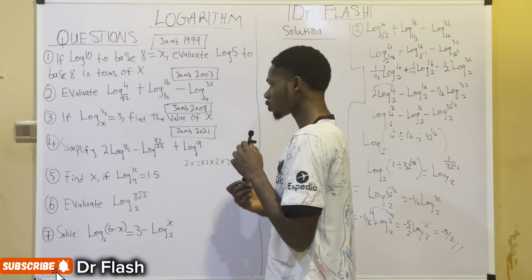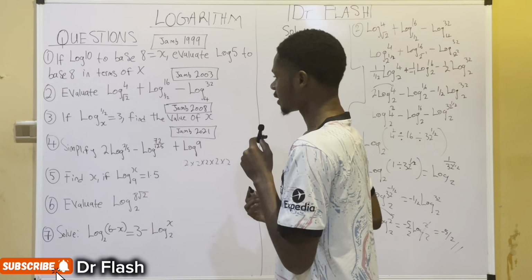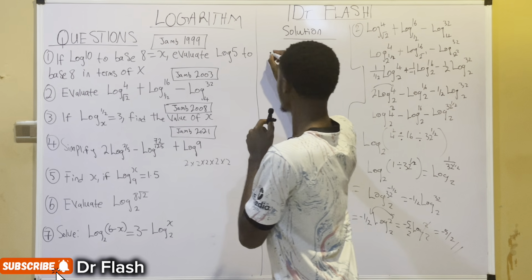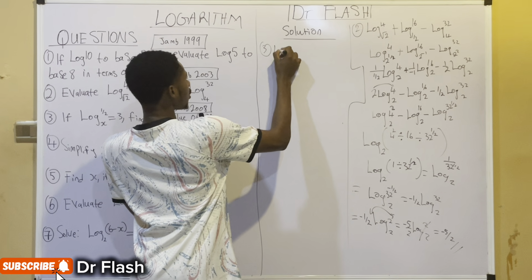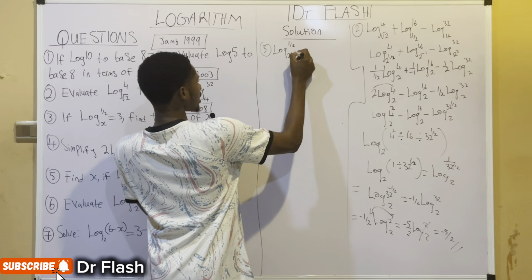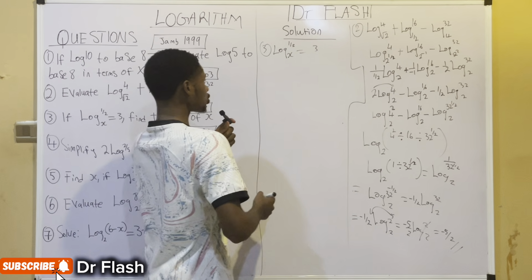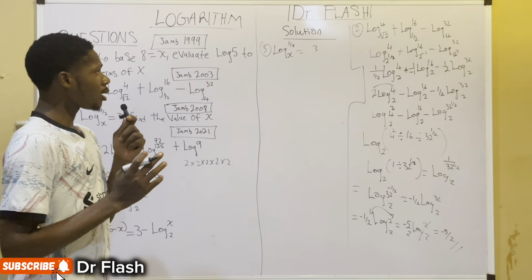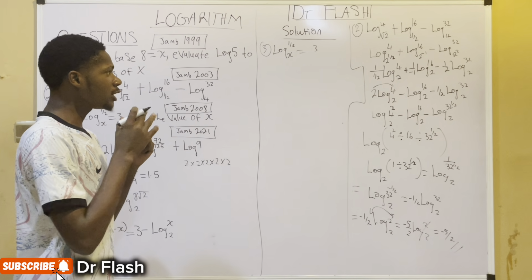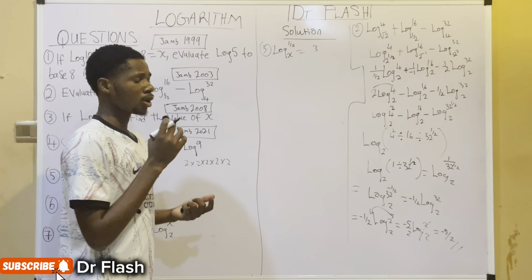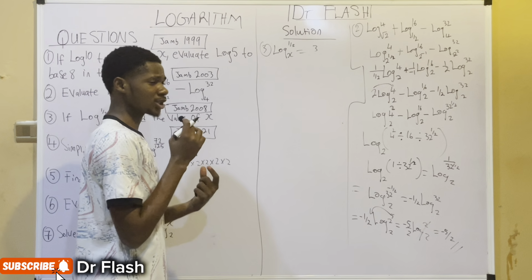Now the next question, question 3, says if log half base x is equal to 3, find the value of x. Okay, question 3 says if log 1 over 2 base x is equal to 3, let's find the value of x. Now to do this, the method that comes to my mind first of all is the change of base, or not even the change of base, but the relationship between indices and logarithm rather.